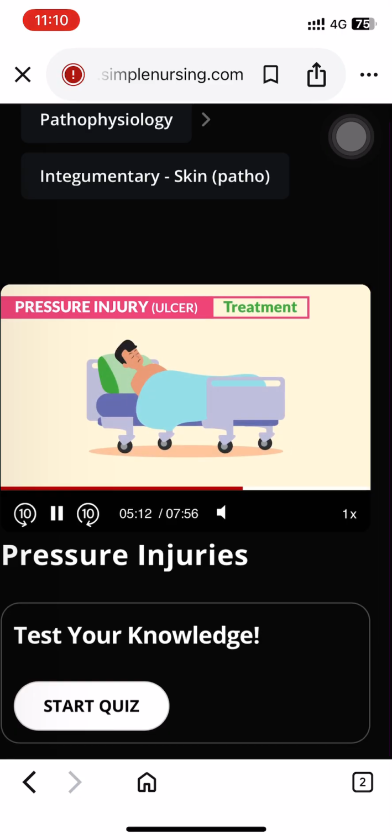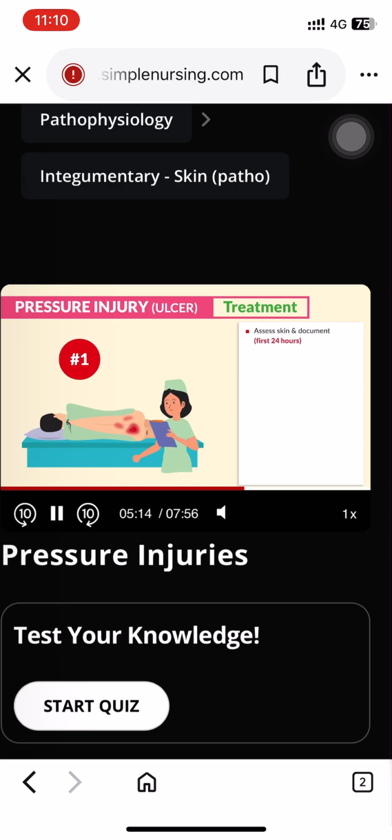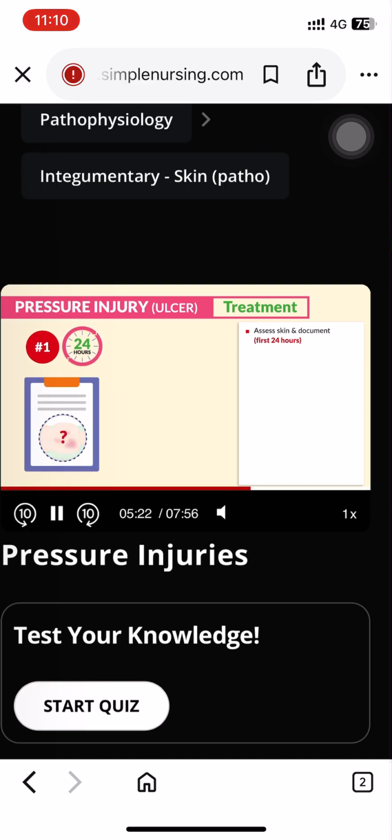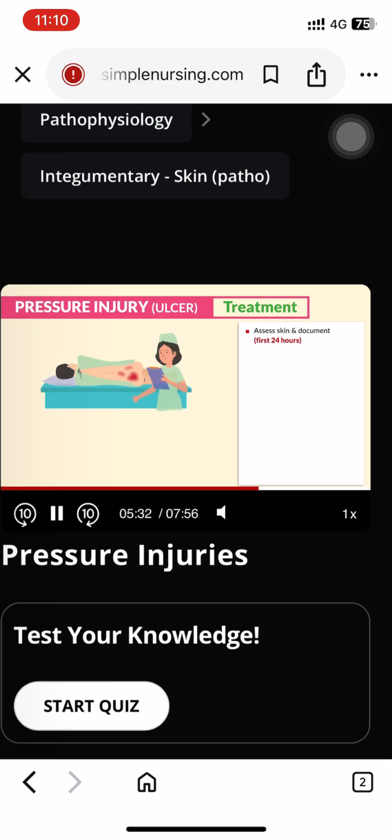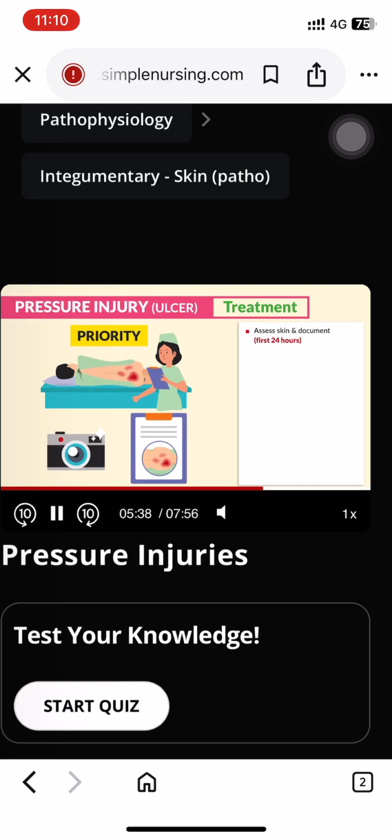So for clients who are bedridden, we must first assess the skin and document, especially within the first 24 hours of admission. If not found and documented within the first 24 hours of admission to the hospital, then the hospital assumes responsibility of the wound, even if it's not the hospital's fault and not even caused there. So a full head-to-toe skin assessment is priority. We must take a picture and document and stage any wound upon admission.